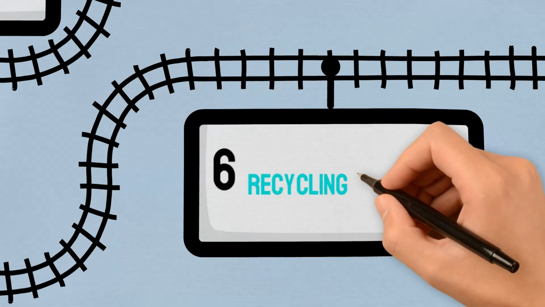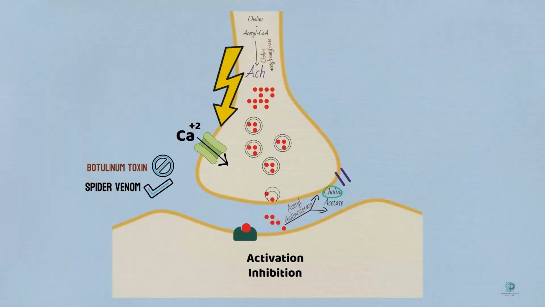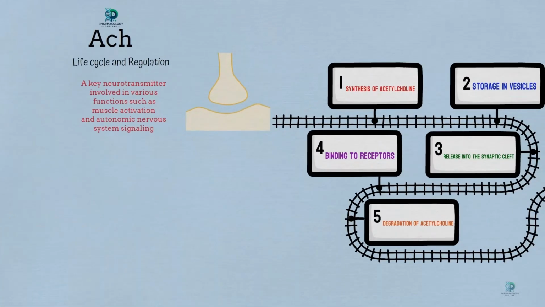6. Recycling of choline. Choline, a byproduct of acetylcholine degradation, is transported back into the neuron for reuse. This recycling mechanism is essential for maintaining efficient neurotransmitter synthesis. Notably, certain inhibitors, like hemicholinium, can block choline uptake.